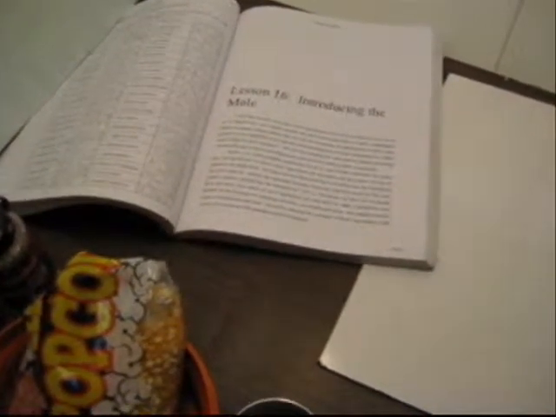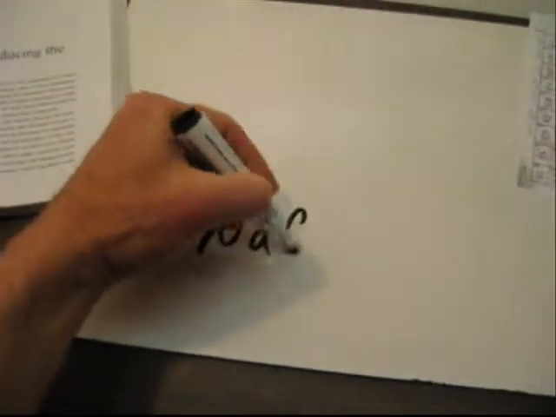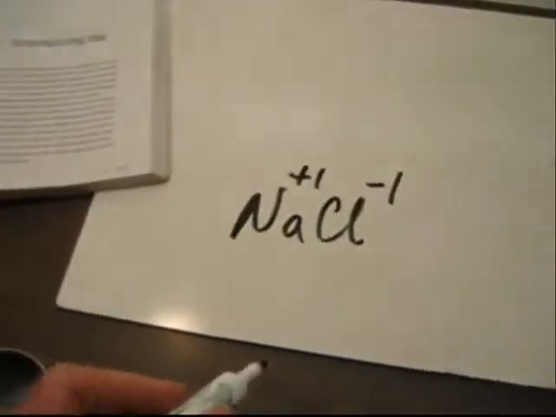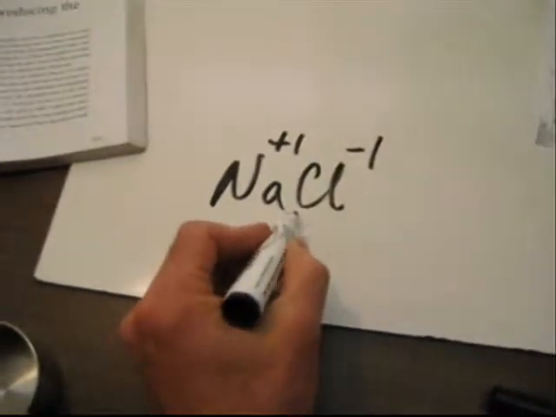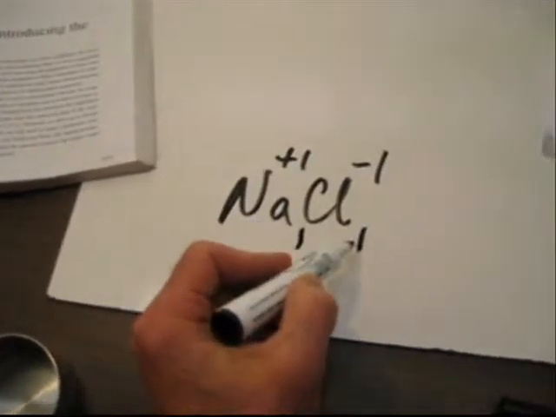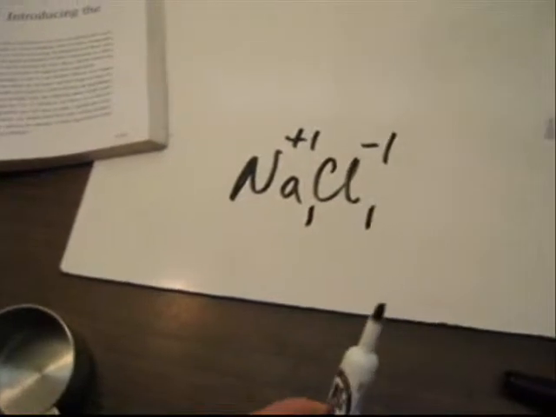This video goes along with Lesson 16 in your text, where you'll be introducing the idea of the mole to your students. Up to this point we've been making lots of compounds and using subscripts to indicate the number of atoms of each ion we need to make a stable compound. For example, in the case of sodium chloride, we use subscripts of 1s to tell us we needed 1 sodium atom for each chloride atom to make the stable compound of sodium chloride.